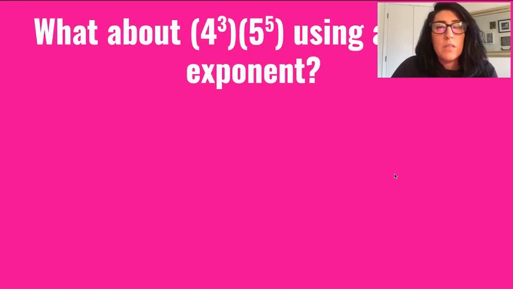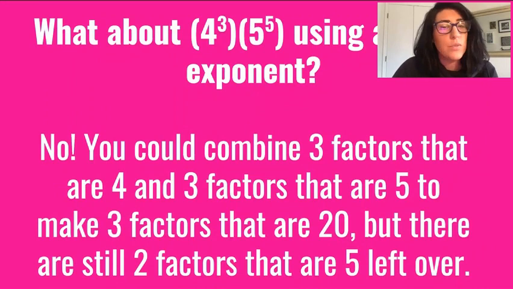What about this using a single exponent? Not here. You could combine 3 factors that are 4 and 3 factors that are 5 to make 3 factors that are 20, but there are still going to be 2 factors that are 5 left over. So again, although our bases are different, our exponents are different as well, so we cannot apply that rule here.